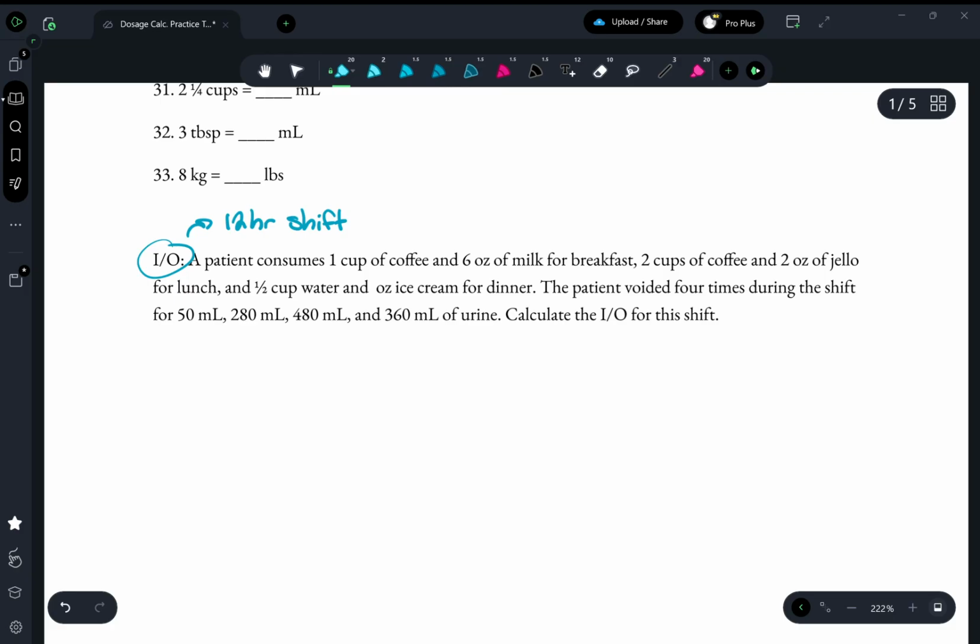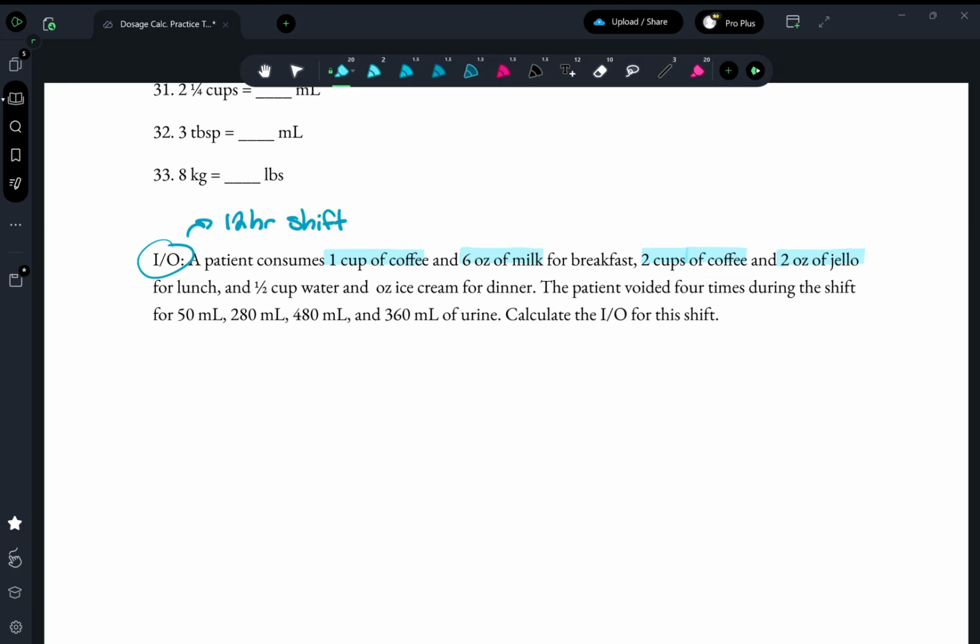Now, intake: 1 cup of coffee, 6 ounces of milk, 2 cups of coffee, and then 2 ounces of Jell-O. Oh, I forgot. Jell-O also counts as a liquid because, if you've ever made Jell-O, you know that pretty much what you put in is what comes out. Like gelatin, it'll call it gelatin on your test, not Jell-O. And the book also calls it gelatin, but I put Jell-O just so that you guys know it's the same exact thing. It's literally just solid water that's not frozen.